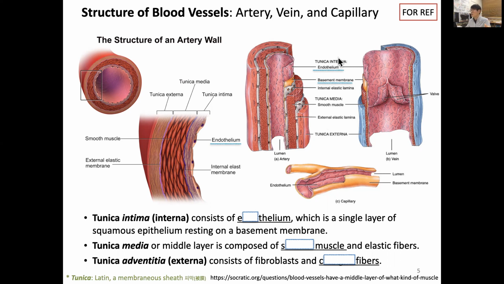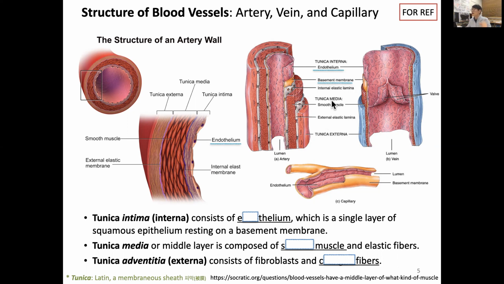And this tunica intima or interna contains endothelium cells. Both have endothelium, and endothelium should sit on the basement membrane. And you can see this elastic lamina exists in the artery while not in the vein. So artery should be a more elastic vessel.